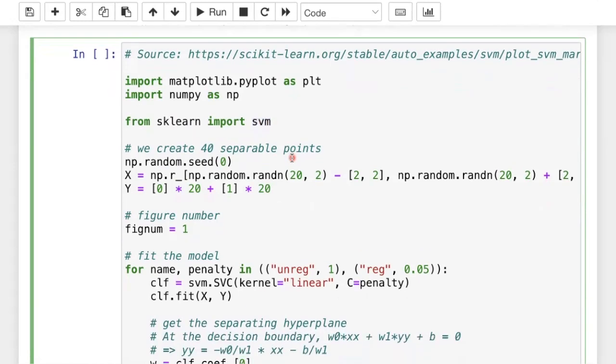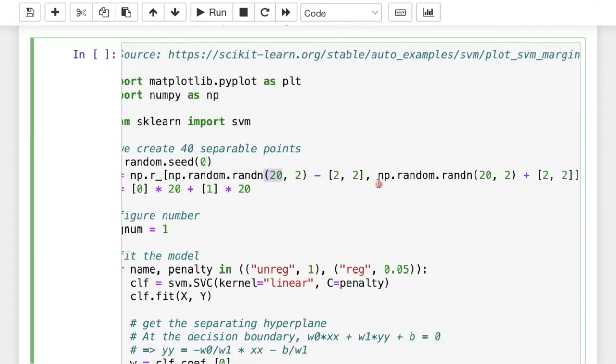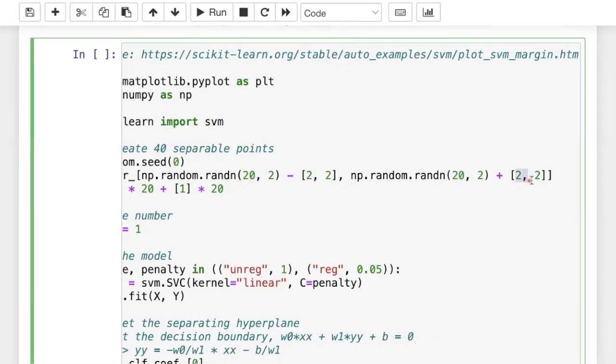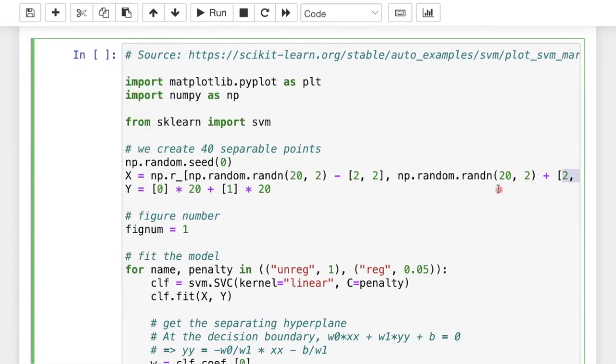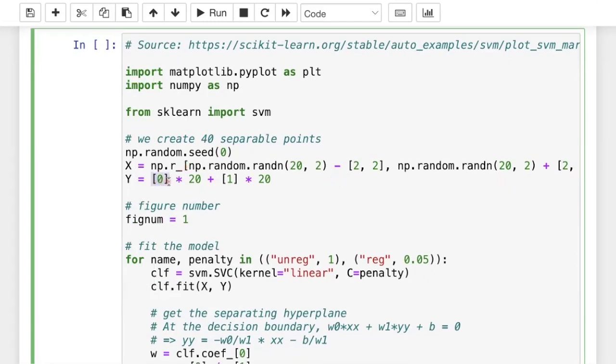We work with synthetic, artificially generated data, with 40 data points. 20 of them are centered at -2 and 2, and another 20 of them are centered at 2 and 2. The goal was to have some overlap or closeness between these two classes, but not super close. So you can see that we have two blobs or clusters, one around -2 and 2, and the other one around 2 and 2. The first ones all belong to class 0, and the other ones belong to class 1.